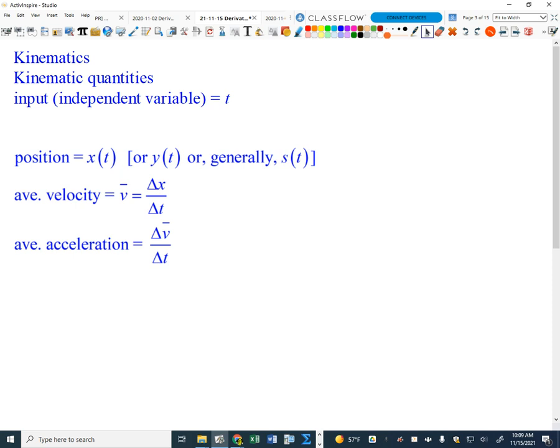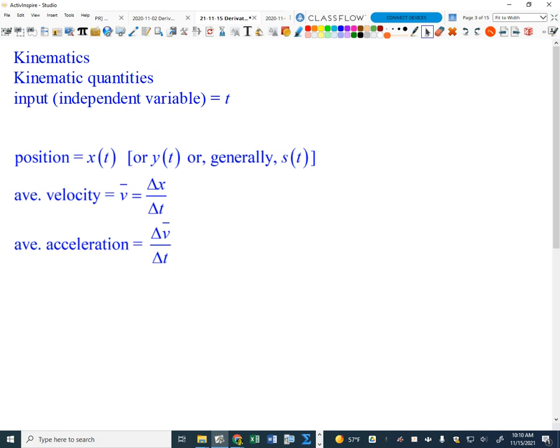We're going to restrict ourselves here to really simple motion. The motion is just going to be along a straight line at the front of the room, one-dimensional motion, okay? So position function, if it's horizontal, it'll be x of t. If it's vertical, it's y of t. Or more generally, you could just call it s of t, if we're not specifying a direction. It could be any direction. But we're going to stick with x of t.